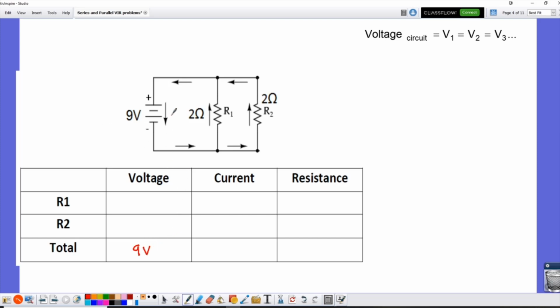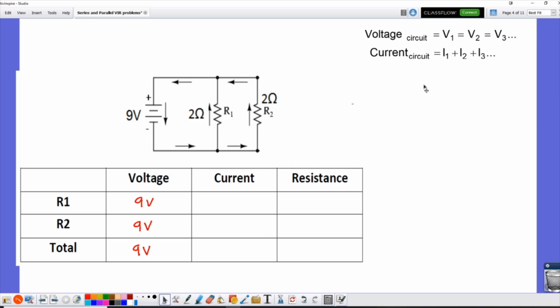All right. That also tells us, because of this rule that we just learned, that the voltage at resistor 1 is also going to be 9 volts, and the voltage at resistor 2 is also going to be 9 volts. So that makes it really easy. What about the other rules really quick?